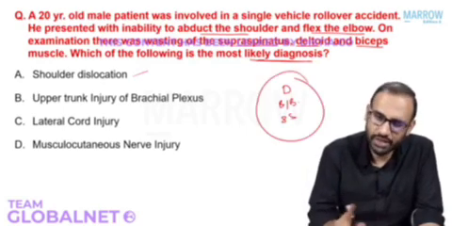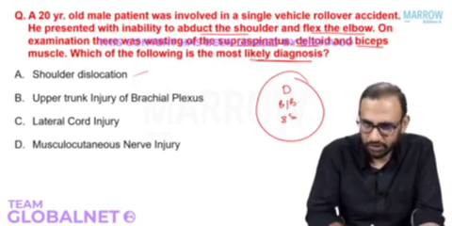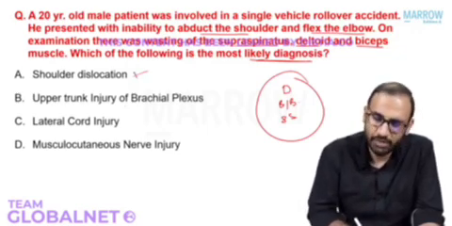Shoulder dislocation will injure the axillary nerve or musculocutaneous nerve, right? So axillary, deltoid and teres minor; musculocutaneous, biceps and brachialis, but not all of them. So this cannot be the answer. Upper trunk injury of the brachial plexus, yes.